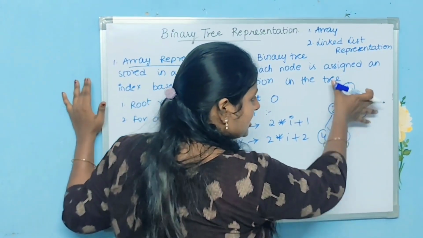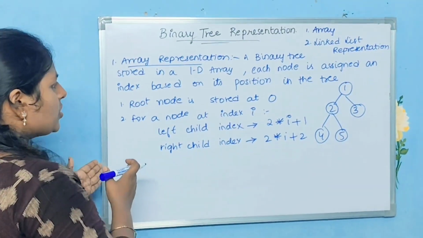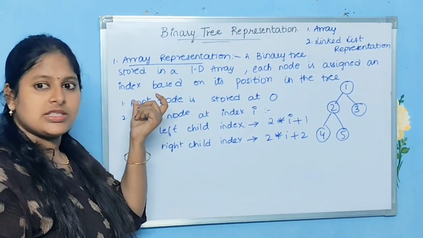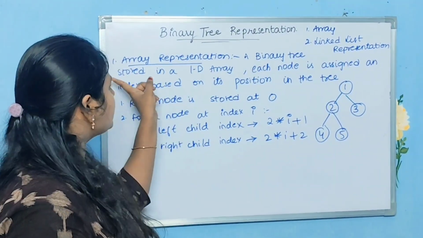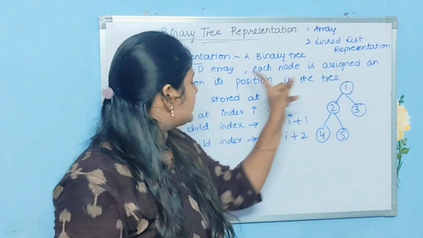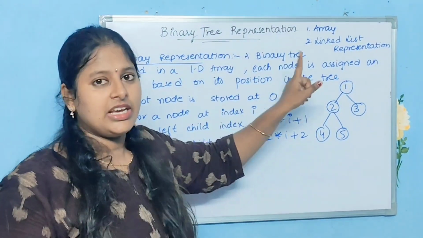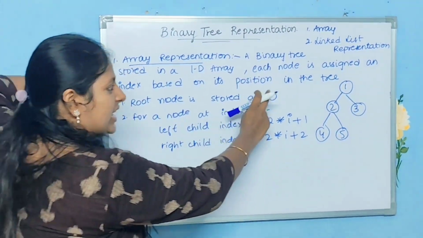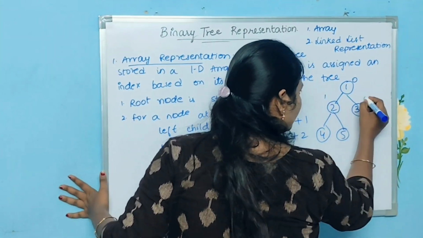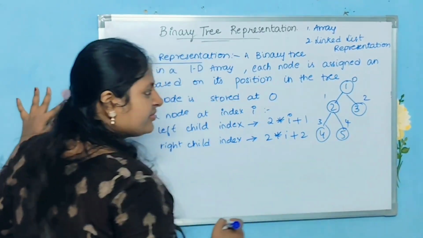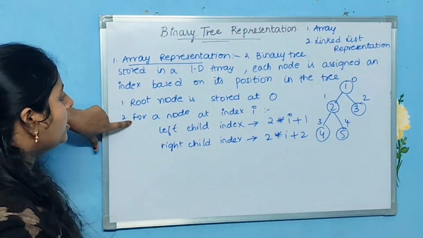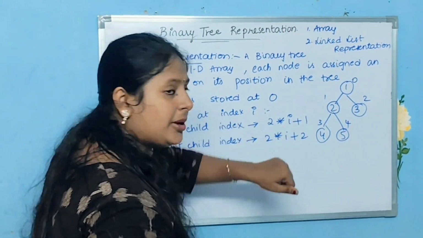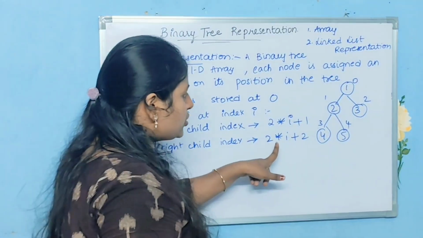Suppose this is my tree. How do you represent the binary tree using arrays? A binary tree is stored in a 1D array, and each node is assigned an index based on its position in the tree. The position starts from 0. The root node is placed at the 0th location, and then this is 1, this is 2, this is 3 and 4. Now, for a node at index I, the left child index is 2 into I plus 1 and the right child index is 2 into I plus 2.